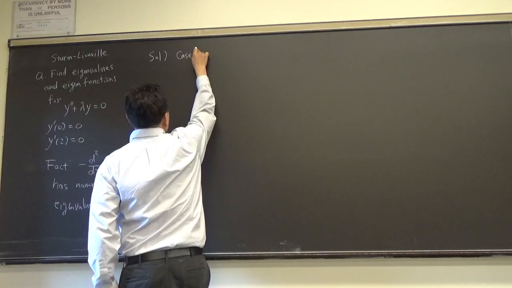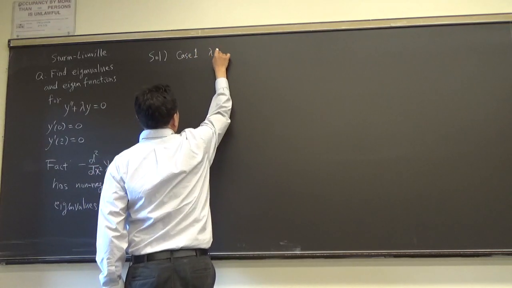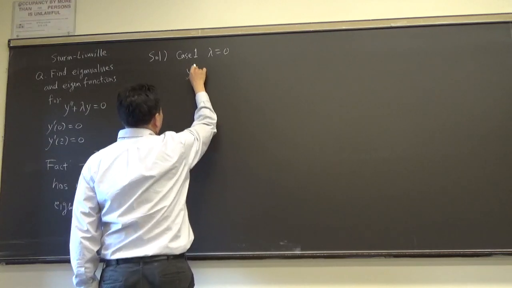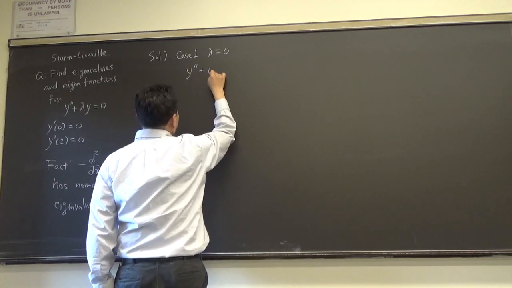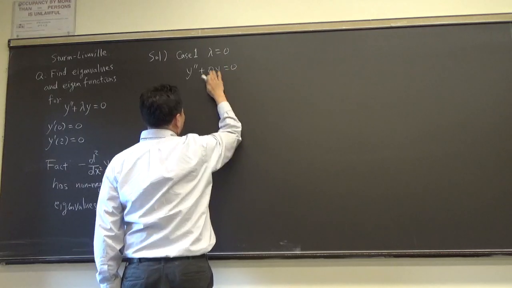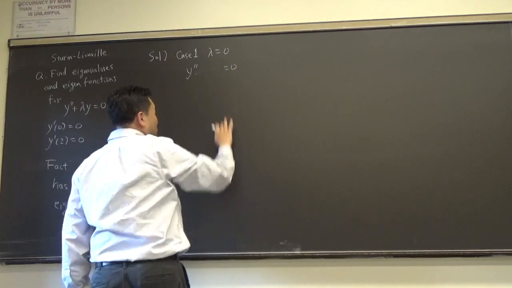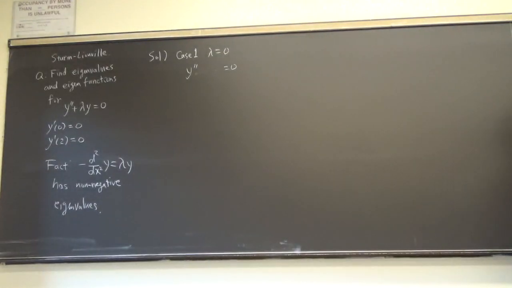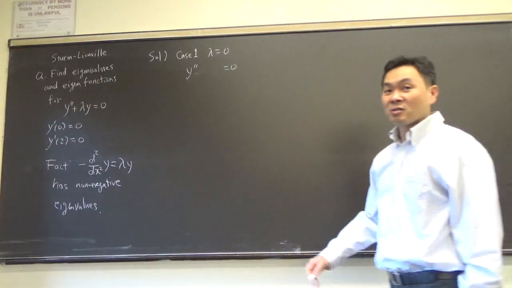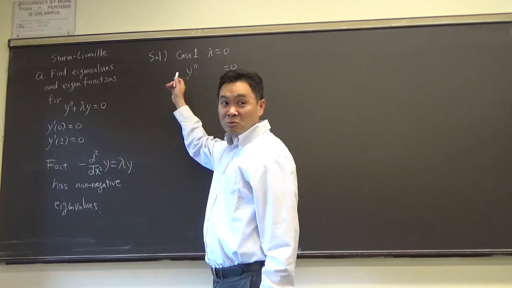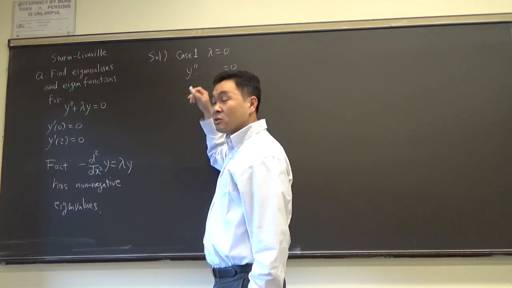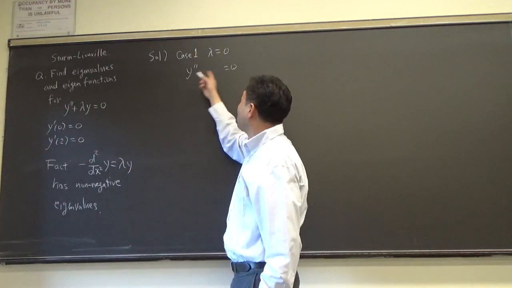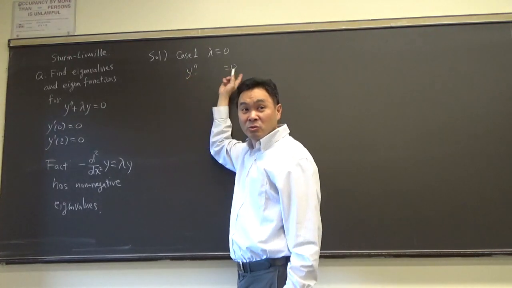Case 1, where lambda is 0. If lambda is 0, then y double prime plus 0 y equals 0, which means there's nothing there, so it's just y double prime equal to 0. In the last example, I wrote down the characteristic polynomial for this, which is r squared plus 0 equal to 0. But there's a simpler way. We can just solve this directly by integrating both sides.